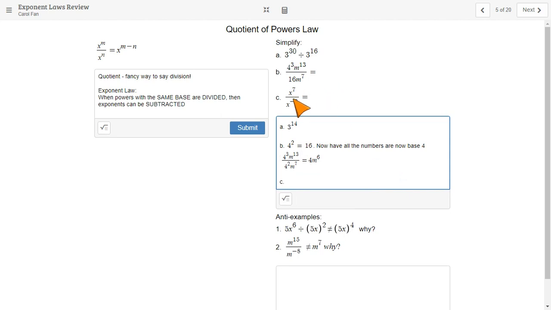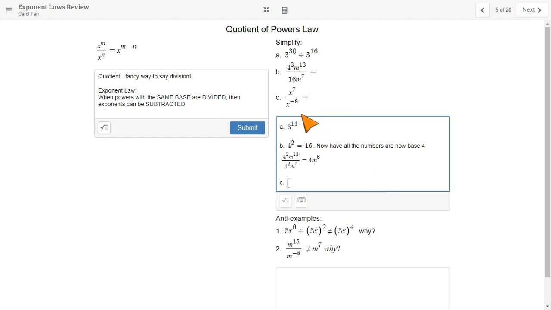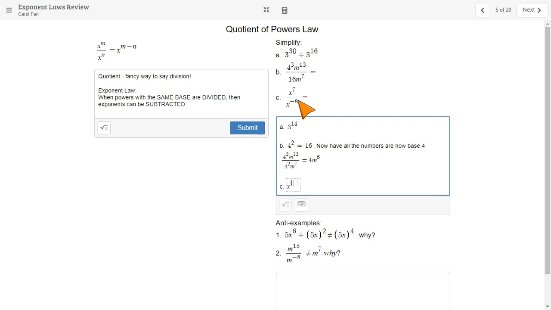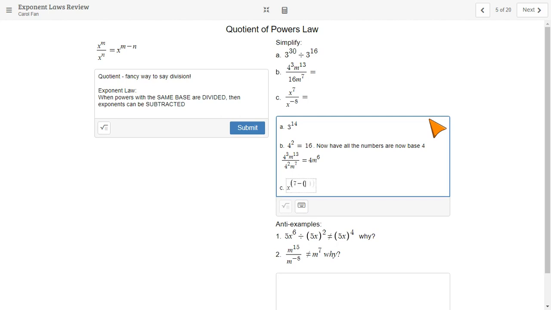Right, the last one that we have, x to the power of 7 divided by x to the power of negative 8. This is a straightforward quotient rule question, but we have to remember that when we're subtracting exponents, we still have to take our integers into consideration. So I have 7 minus 8.